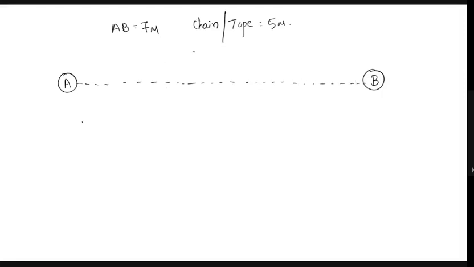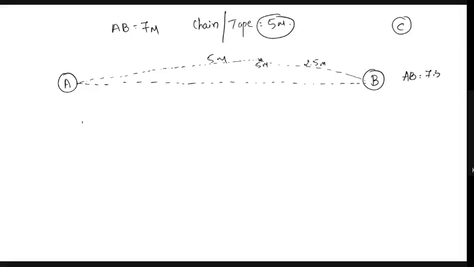So if I take this 5 meter tape, without any intermediate station point C, I will go and measure the distance between A and B. Here my 5 meter tape ends. Then again from here I will measure. Here it is 5 meter and here I have got 2.5 meter. The total distance between A and B, how much have I got? I have got 7.5 meter.